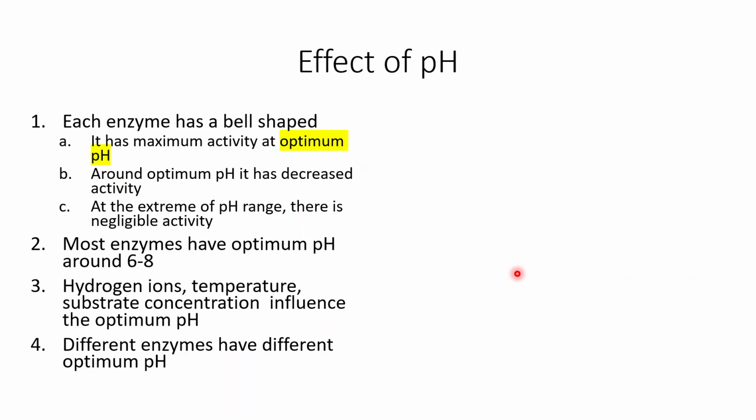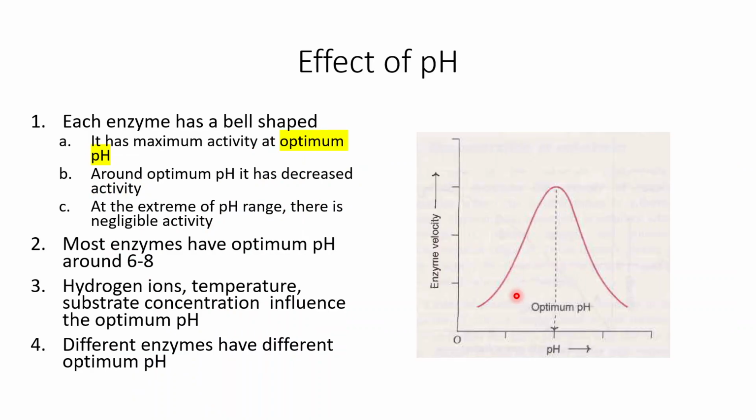Let us look at the next factor, that is effect of pH. Here again there is a bell-shaped curve. Each enzyme has a bell-shaped curve. That means it has maximum activity at the optimum pH. This is the optimum pH. It has the maximum activity here, and at the extremes on both sides of the optimum pH, the activity is decreased. This optimum pH for most enzymes is around 6 to 8. Similarly our body pH is normally around 7.35 to 7.45. So the optimum pH of most enzymes and our normal body pH match, so again enzymes work at an optimum condition.